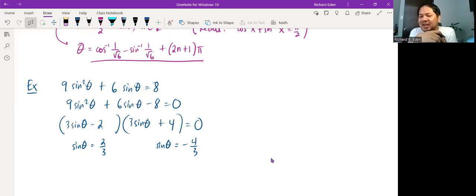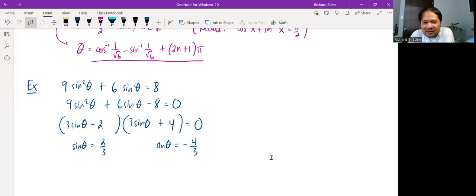Ah, kasi nagka-calculator ka, no? Nag-try ka ng arcsine of negative four thirds, so that's what you did? Sabi na eh, wag. Don't. So kita mo, okay, that's why I'm asking you, why is sine theta equal to negative four thirds not viable?